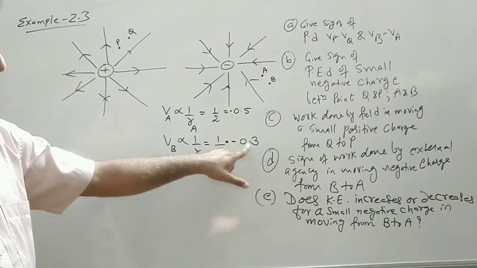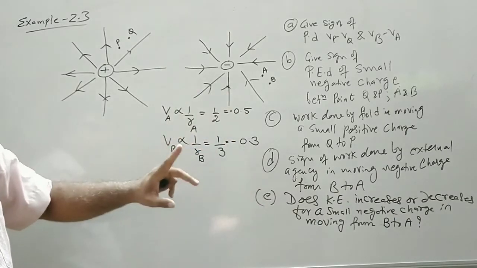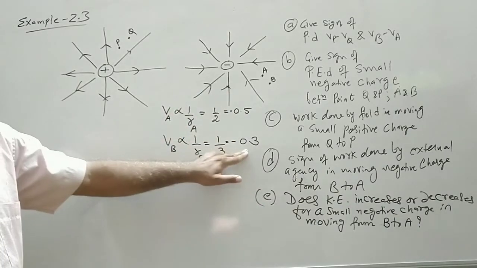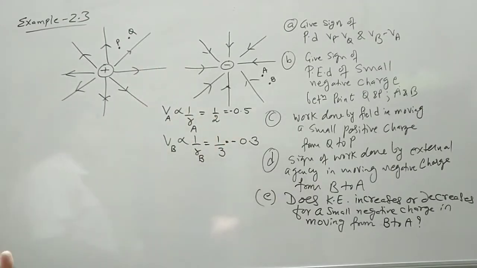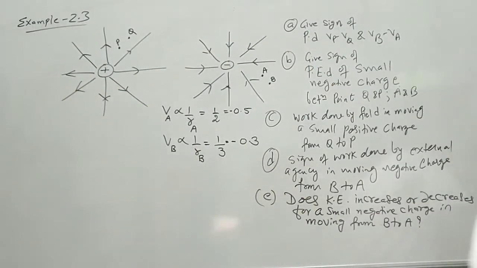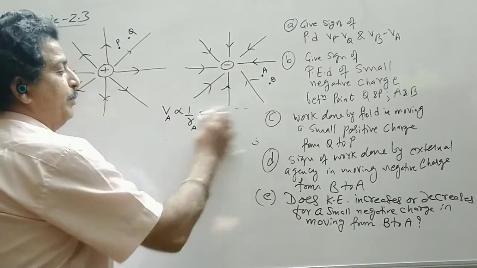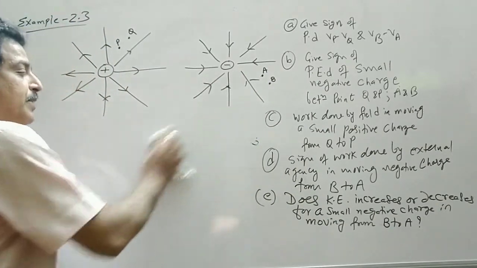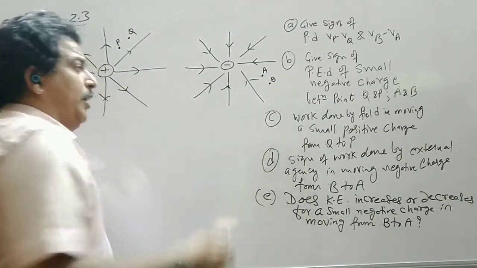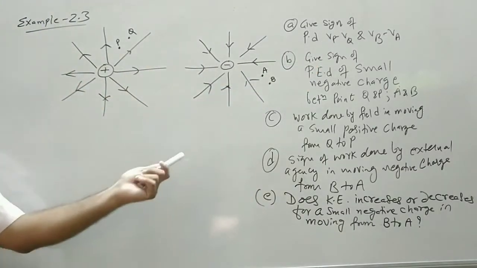So here minus 0.3 is more than this, because it is less negative compared to the other. By the initial formula, potential is inversely proportional to R.